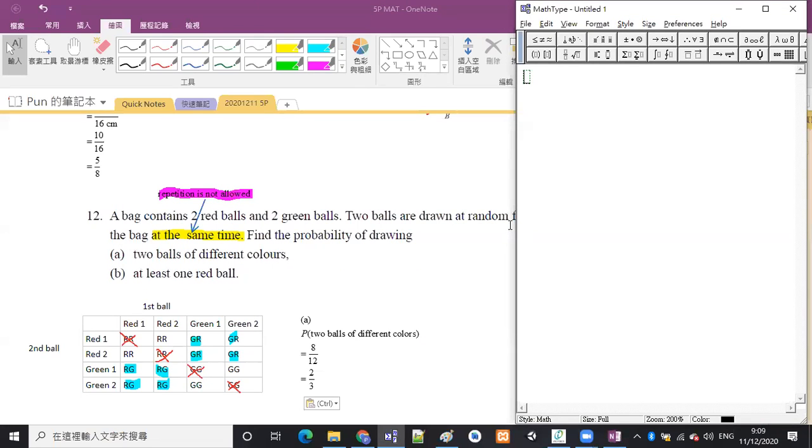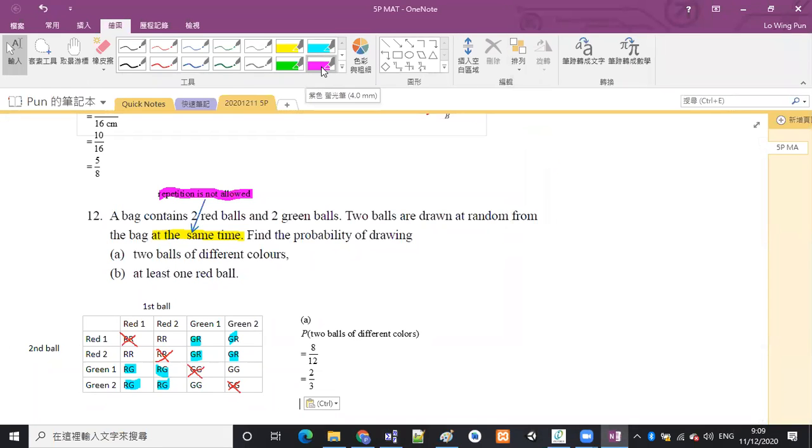And then part B, I'm going to find probability. I know that it is a fraction and the denominator is just the number of outcomes. That will be 12, okay? And then the numerator is what we're going to find, which is at least one red ball, okay? Among the 12 outcomes, how many of them have at least one red ball?